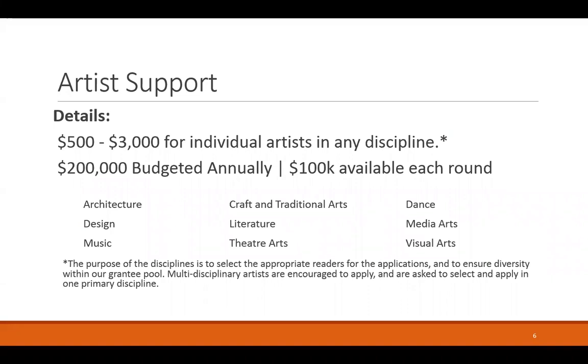And then finally, just a little bit more info about the Artist Support Grant. It is a grant between $500 and $3,000 for individual artists in any discipline. We have the disciplines listed below. There are architecture, craft and traditional arts, dance, design, literature, media arts, music, theater arts, and visual arts.